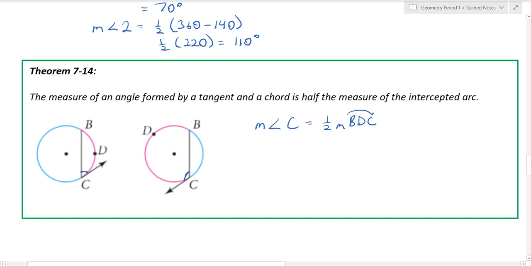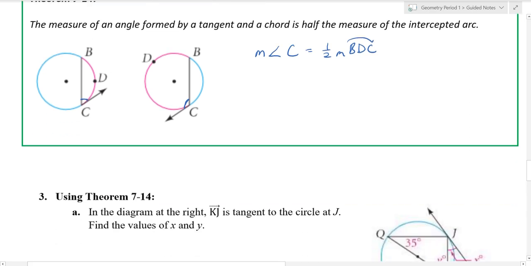All right. So now let's take a look at a couple of examples.